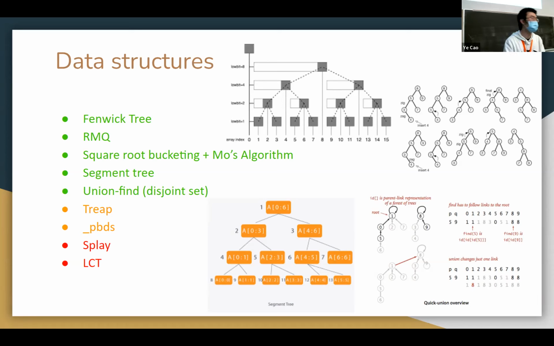Splay and LCT, those are folklore data structures that are good for certain purposes. You rarely need them, but once in a while a problem will pop up. And those things you should just keep in mind. Spend some time to understand what they do, and use them whenever you feel necessary.